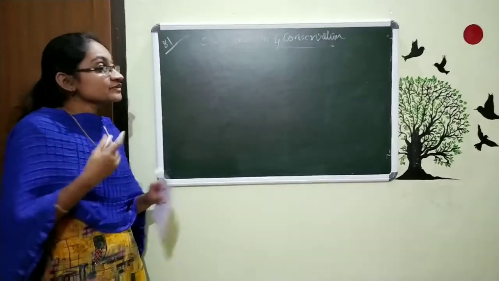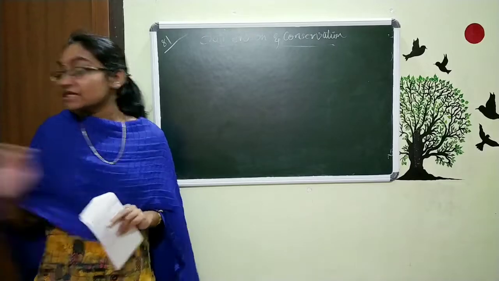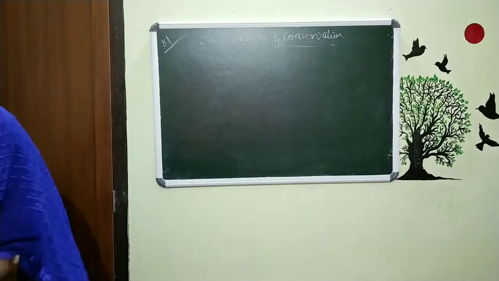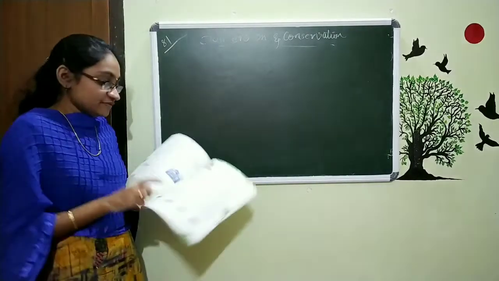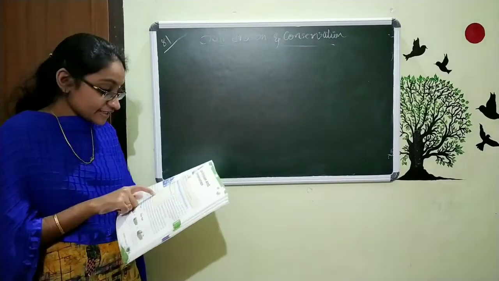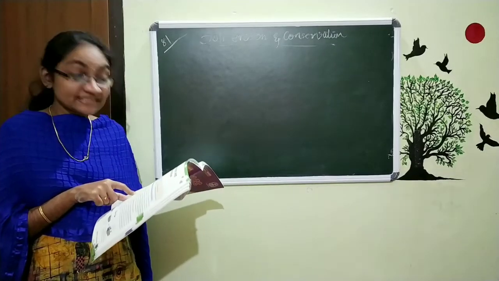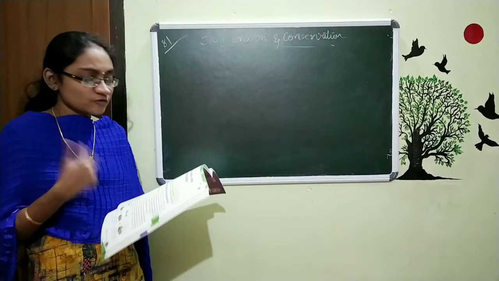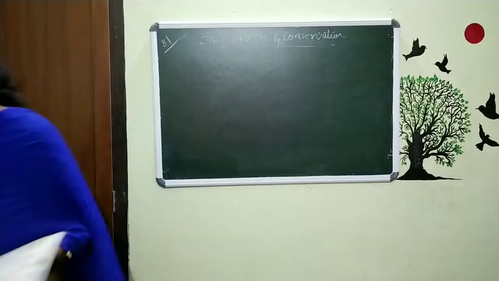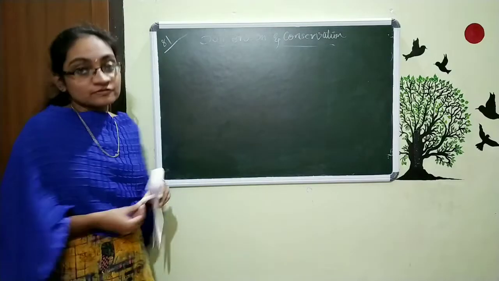Before introducing this chapter, you just want to do one simple activity. Just take your textbook page number 81. Here you can see one box. Here you want to draw any one animal that lives in soil. Simply for fun, you just do it. Just pause the video and complete your work. I hope you completed your work.